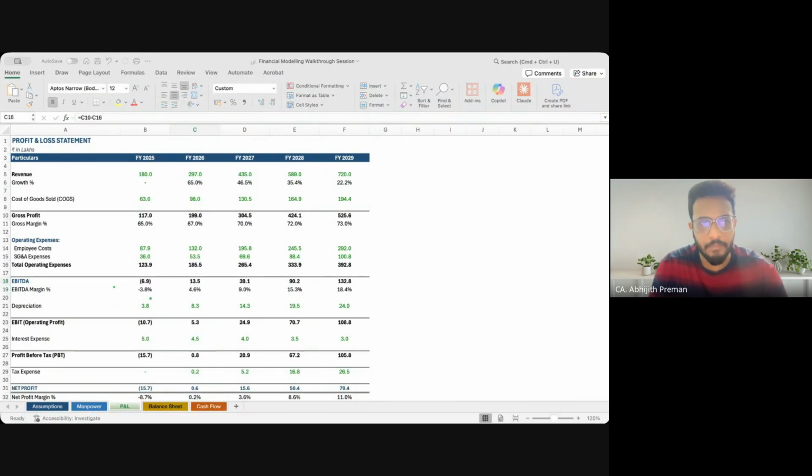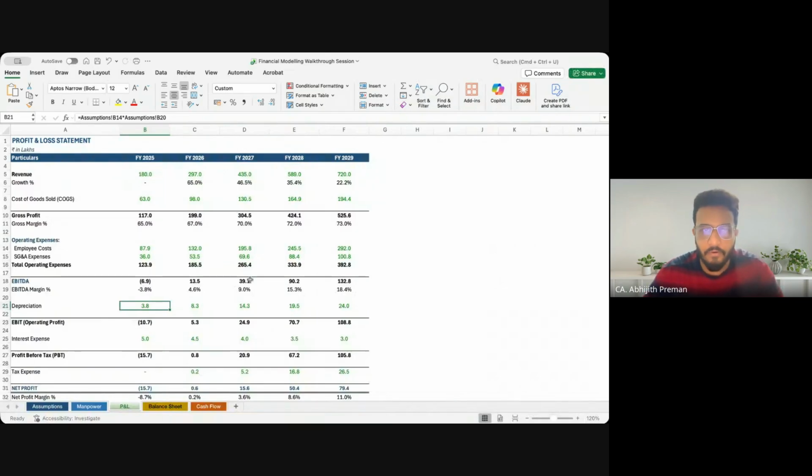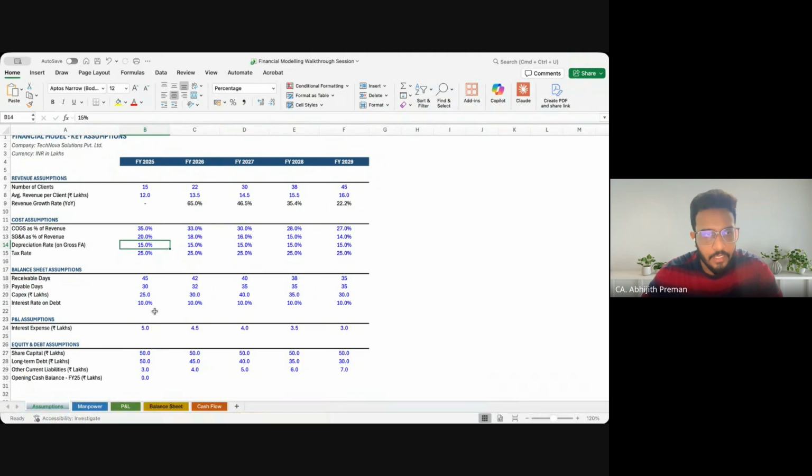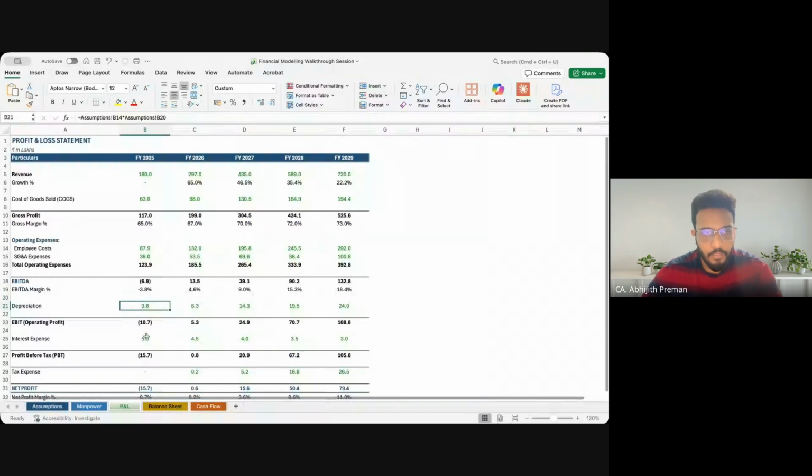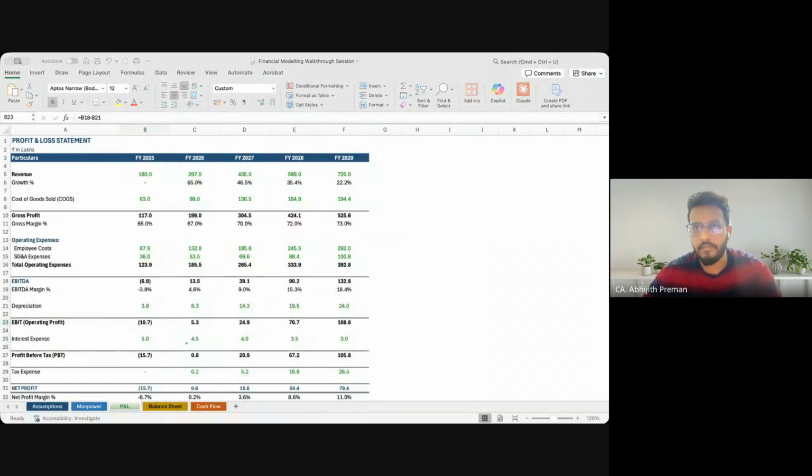Then we have the depreciation coming in. Depreciation is linked to the capex into the percentage we have assumed in the first sheet. That way depreciation is coming to 3.8, 8.3, 14.3, 19.5, and 24 lakhs. If you look at the formula, it's assumptions B14 into B20. B14 is the depreciation rate. B20 is the capex, so that is the capex balance. Then we have EBIT, earnings before interest and tax. First we had the gross profit, then the EBITDA, earnings before interest, tax, depreciation, and amortization, then we have EBIT.